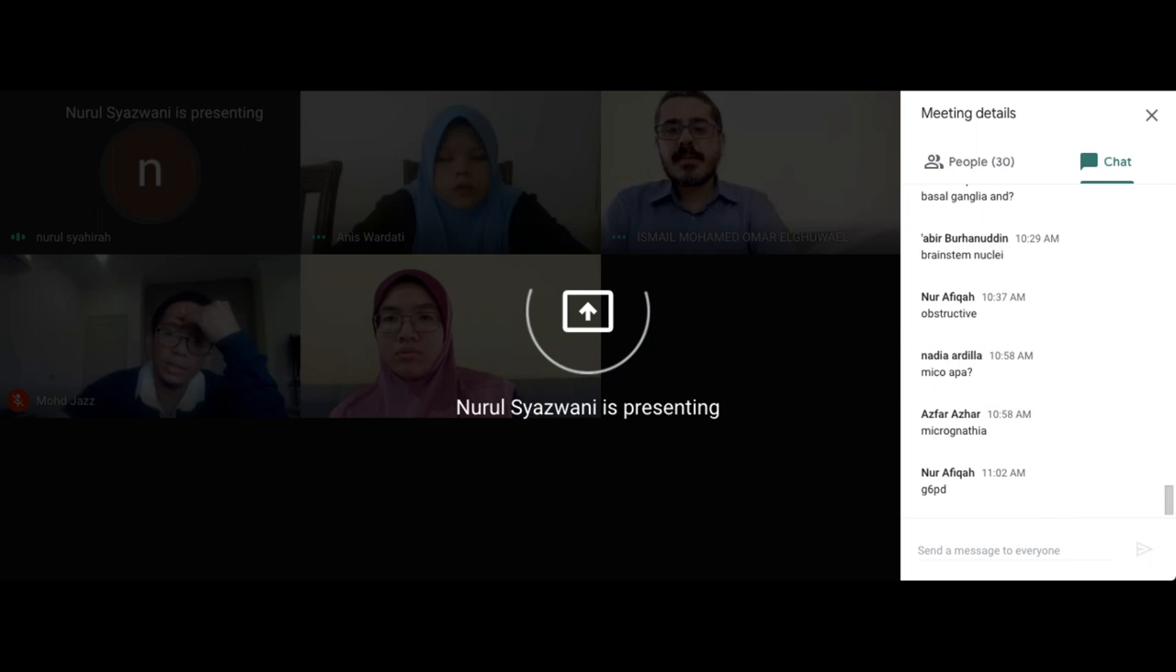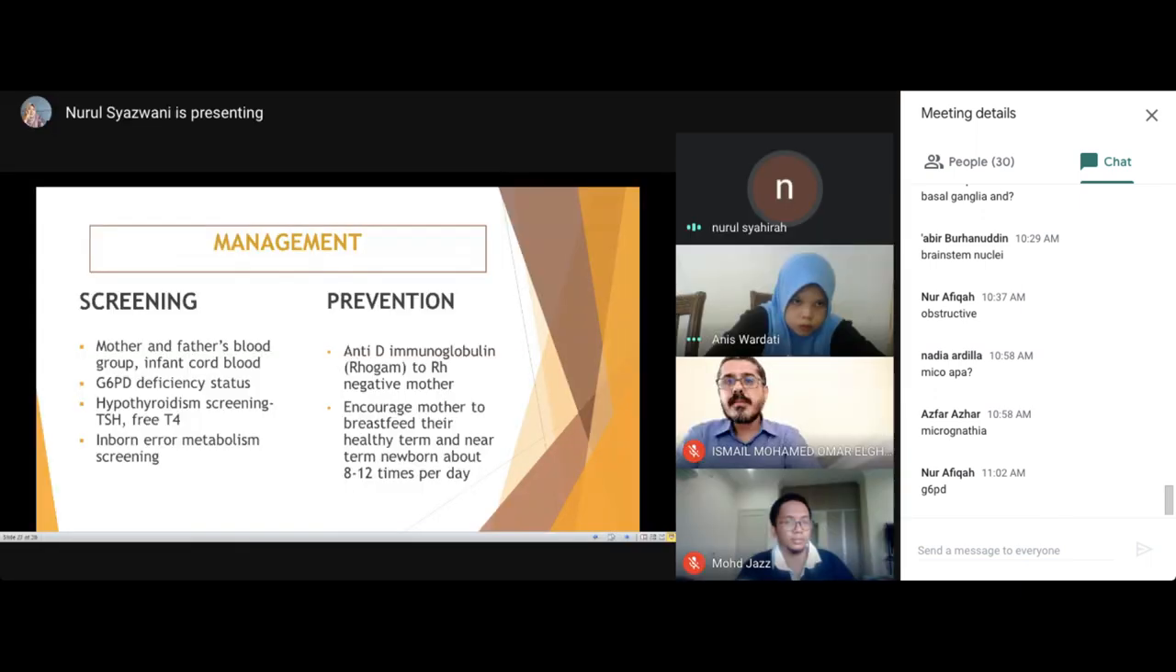Okay, so next we go to the management. We have screening and prevention. First you must do screening for the mother's and father's blood group. And also screen for TSH deficiency, hypothyroid screening, looking at TSH and T4 level, and also inborn errors of metabolism screening. For the prevention, anti-D immunoglobulin to reduce sensitization in the Rh-negative mother. And then encourage mothers to breastfeed their healthy term newborn about 8 to 12 times per day.